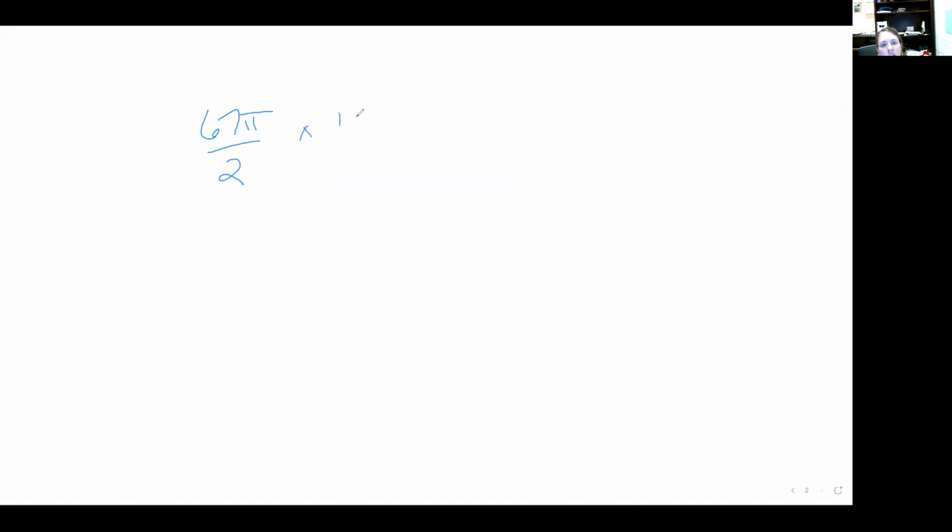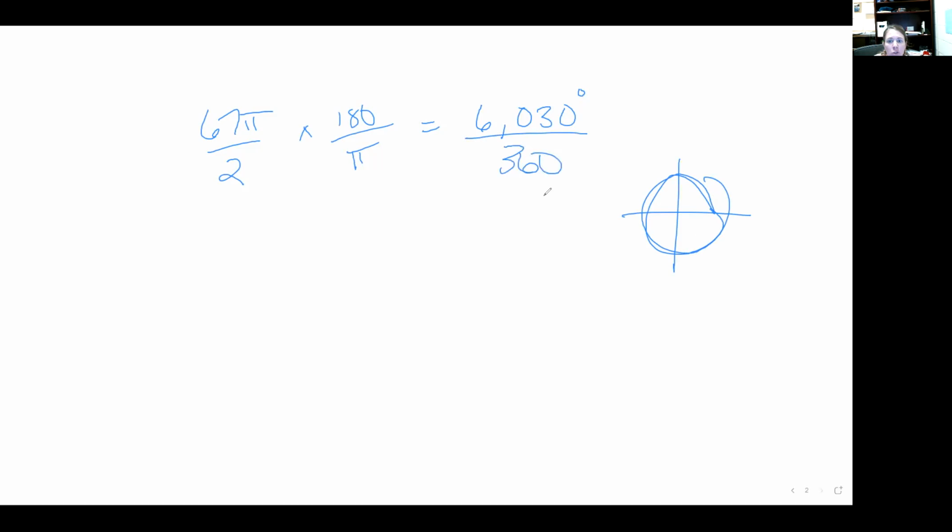So let's convert this to degrees to see how many degrees this is. I do 67 times 180, and then divide by 2. So this is 6,030 degrees. Think about it: one loop is 360 degrees, and another loop is another 360. So how many loops are we doing? How many revolutions are we going? We divide to see how many loops: 6,030 divided by 360 is 16.75.